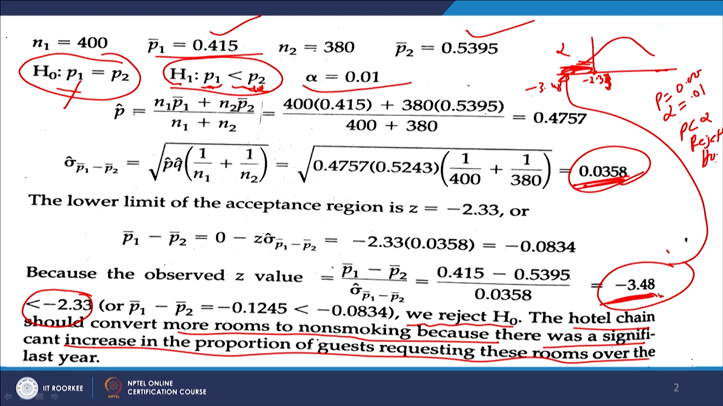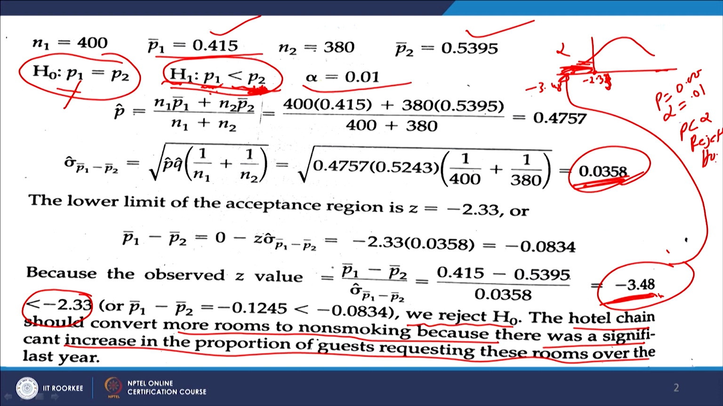Reject H naught. The moment we reject H naught, we accept the alternative hypothesis, and in the alternative hypothesis we are saying that the proportion of non-smokers in previous years was more than this year. Or in other words, the proportion of non-smokers was more than the proportion of non-smokers last year. So, we should convert more hotel rooms to non-smoking rooms.